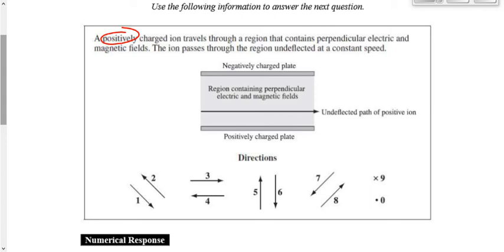A positively charged ion, I'm going to circle that right away because I'll probably use my left hand if I don't. A positively charged ion travels through a region that contains perpendicular electric and magnetic fields. The ions pass through the region undeflected at a constant speed. What does that word tell us right now, undeflected?